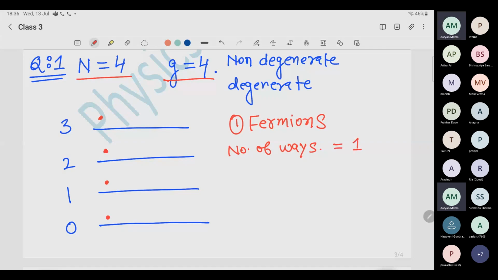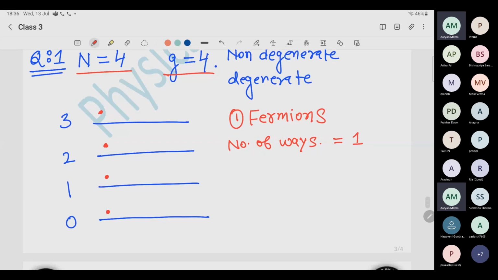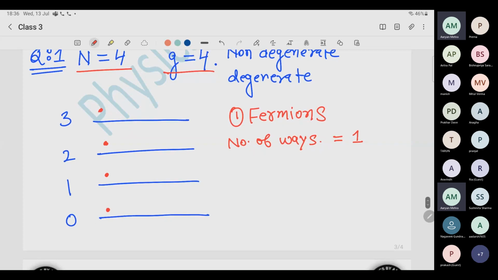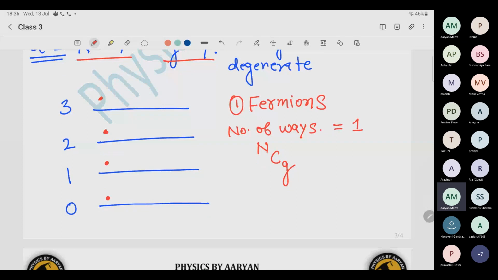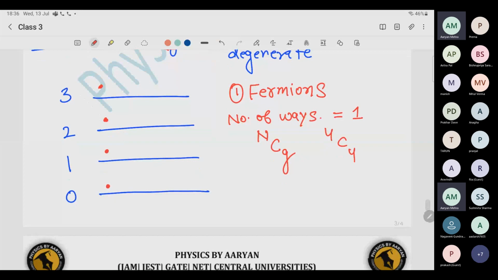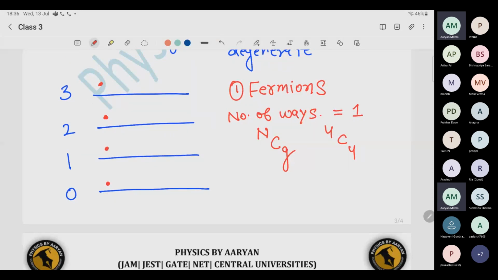It is 1. Let's say there can be any number of particles and levels, then how do we solve it? The general formula is NCG. What do we mean by NCG? Here it is 4C4, where C means combination. What is the answer of 4C4? It is 1. That is why here we got 1.